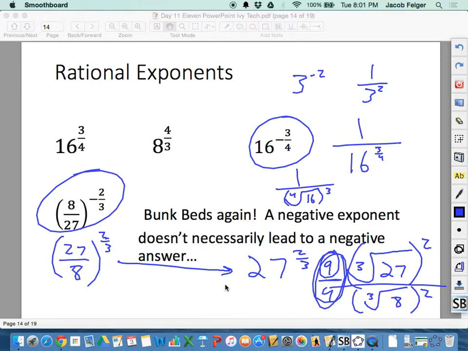I'm confused. So you flipped the very first fraction for the negative. Yep. And then the exponent applies to both of the numbers in here. So I'm going to do the cube root of 27 squared and the cube root of 8 squared. Okay. So I just rewrite it out here and I'm done.